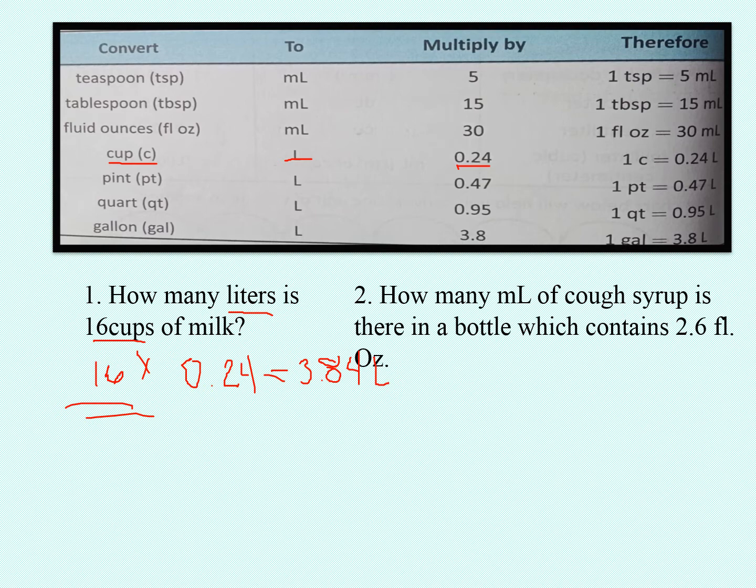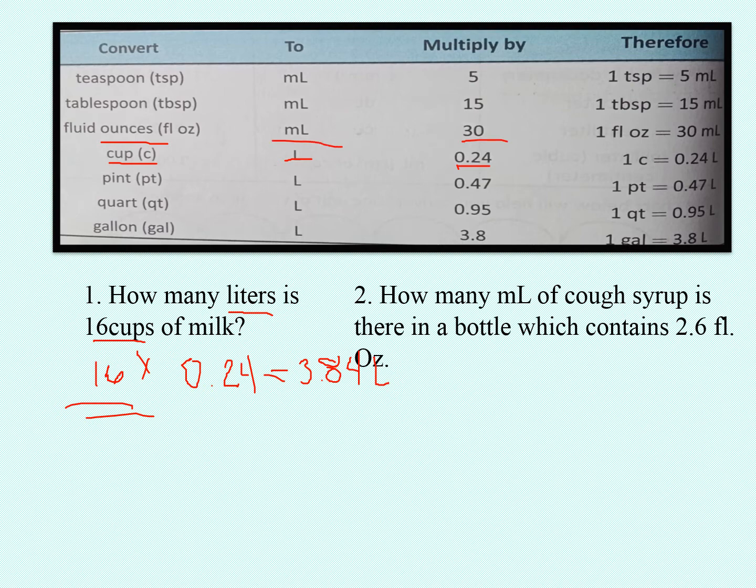How many milliliters of cough syrup is there in a bottle which contains 2.6 fluid ounce? So, ang gagawin naman natin dyan, yung fluid ounce ay i-convert natin into milliliter. So, ano yung gagawin natin? Tingnan ulit natin sa table kung ano yung i-multiply natin para makuha yung ating sagot. So, we have here fluid ounce. I-multiply natin daw siya sa 30 para maging milliliter siya.